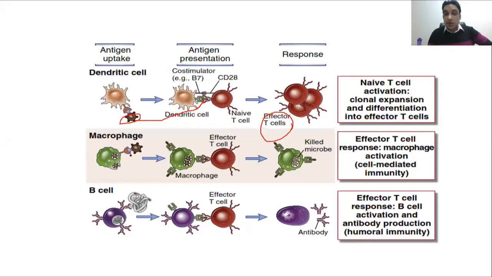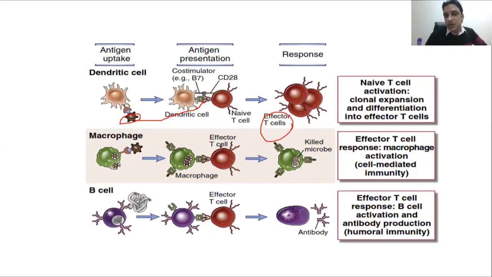Other cells which can communicate that information are macrophages. The macrophages can capture, internalize, and break down the fragments as well. After that, they can present the fragments in the same way to the effector T cells. The difference between the macrophage and dendritic cells is that the dendritic cells are supposed to share that information with the naive T cells, and the macrophages are supposed to share that information with the effector T cells.